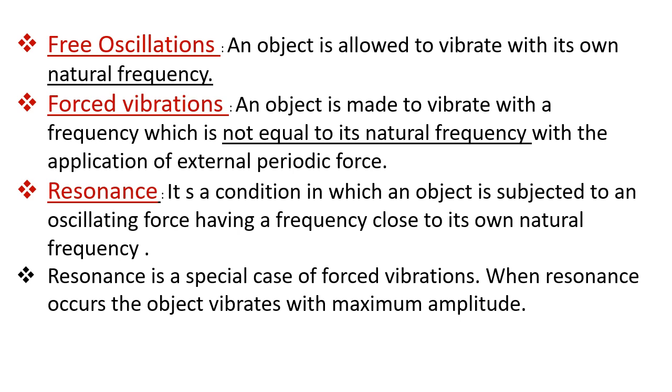So we can say that resonance is a special case of forced vibrations, a phenomenon in which the body vibrates under the action of an external periodic force whose frequency is equal to the natural frequency of the driven object, so that the amplitude becomes maximum. And when the amplitude becomes maximum, you call that resonance. So this is about free oscillations, forced oscillations and resonance, and this completes your chapter on oscillations.